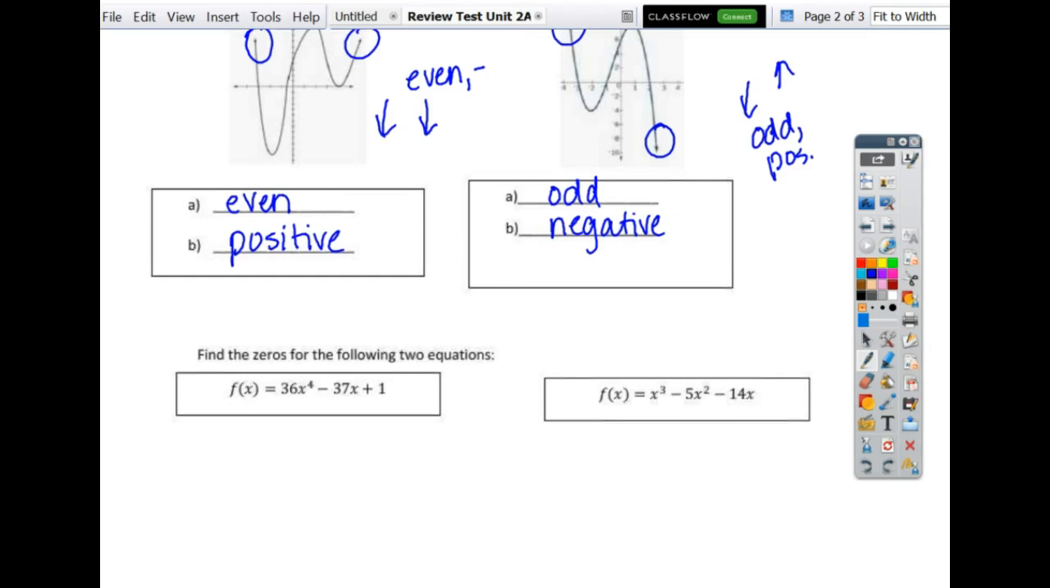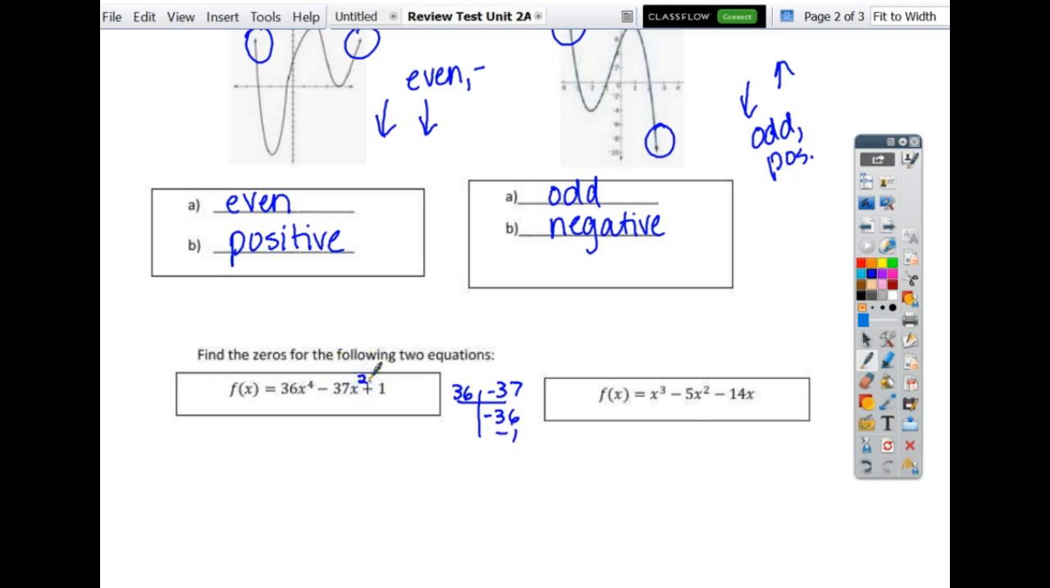All right, so next we're going to factor. It starts with the x to the 4th, and that's okay. We're just going to factor like normal. We're going to kind of ignore the x to the 4th to start with. So my a times c is 36, and my b is negative 37, which is going to give me factors of negative 36 and negative 1.